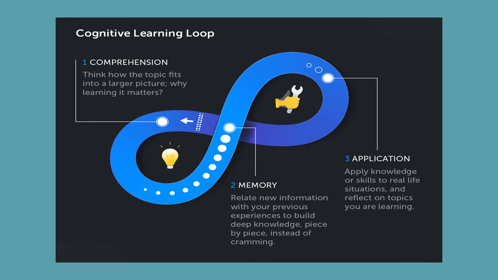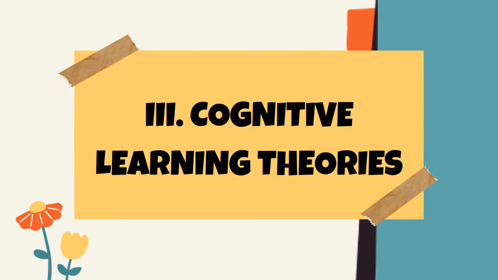First, we have comprehension. Think how the topic fits into a larger picture, why learning it matters. Second, memory. Relate new information with your previous experiences to build deep knowledge piece by piece instead of cramming. And third, application. Apply knowledge or skills to real life situations and reflect on topics you are learning. Let us now move forward to discuss the cognitive learning theories.